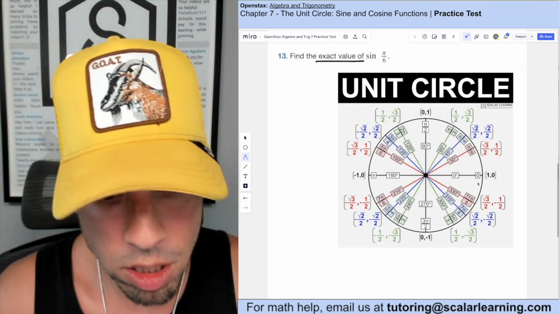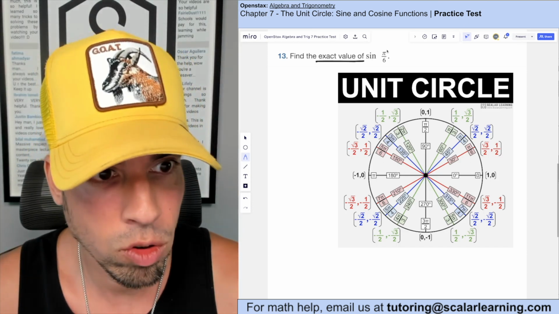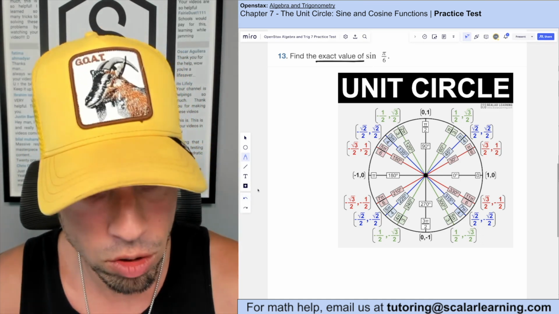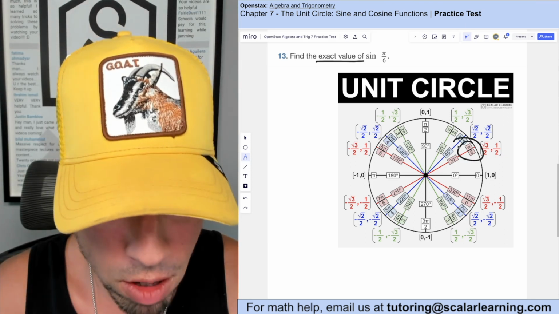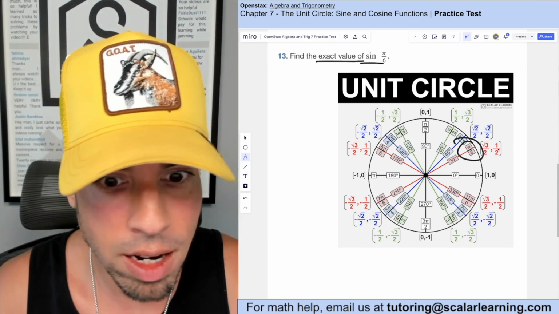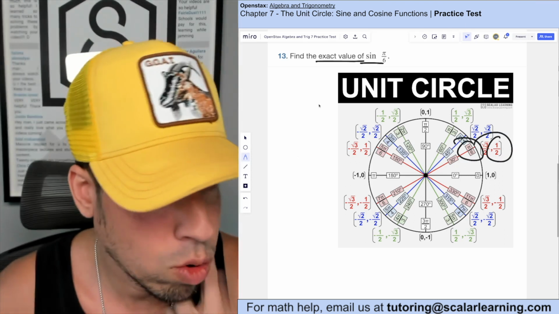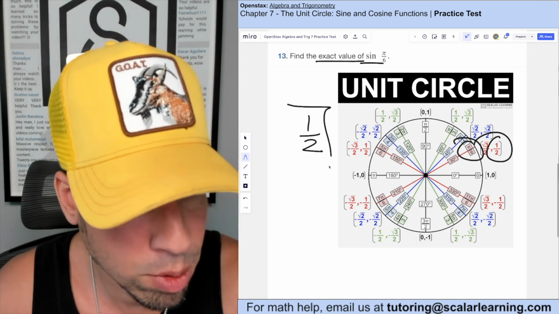Now, I can use the unit circle, or I can make a triangle recognizing that pi over 6 is 30 degrees. But let's use the unit circle. So sine of pi over 6, we look for pi over 6 here. And sine is the corresponding y value of that coordinate. So the answer is 1/2, boom, done.